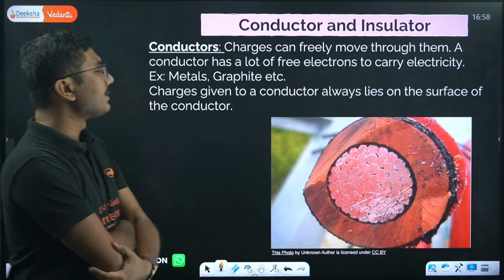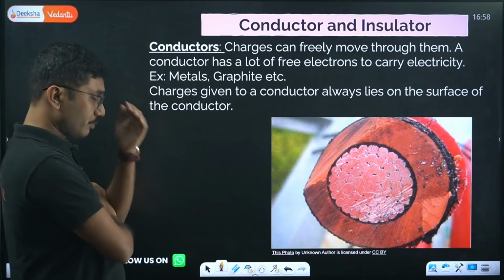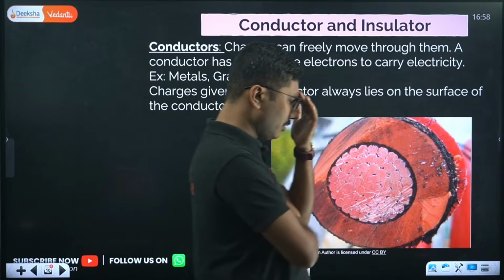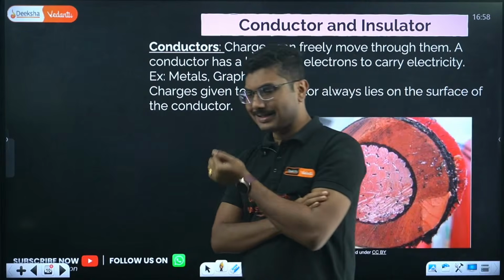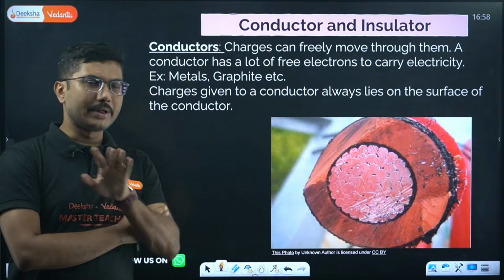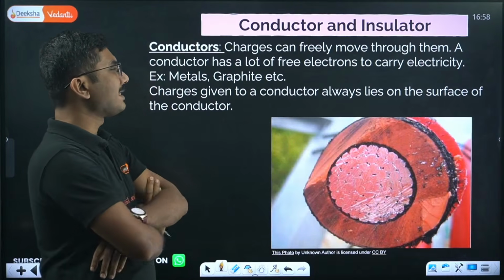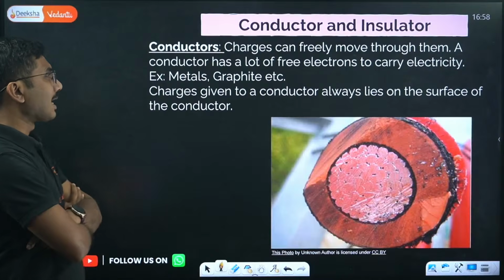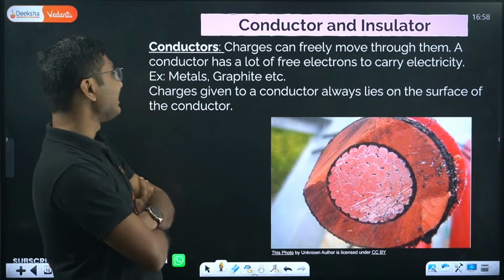Conductors: charges can freely move through them. Now we are going to discuss two types of materials, namely conductors and insulators. There is one more type, which is semiconductor. We will discuss that in future, okay? So conductors, charges can freely move through them. A conductor has a lot of free electrons to carry electricity.